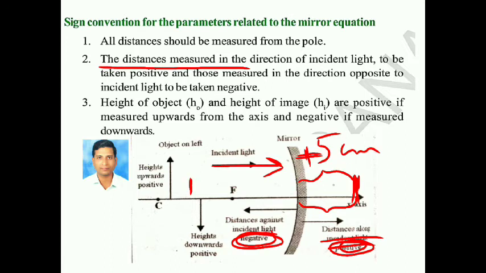For example, here we have the focal point. Suppose the focal length is 2 centimeters. We should take minus. Why? Because we are measuring the focal length from pole to focal point, and we are measuring the distance against the incident light, so it should be taken as negative.